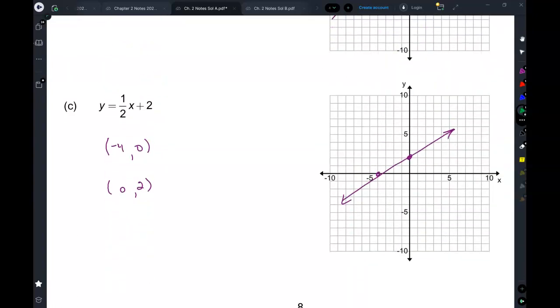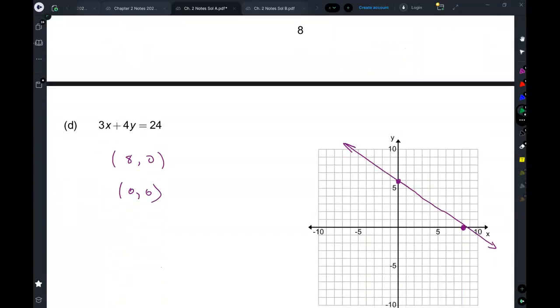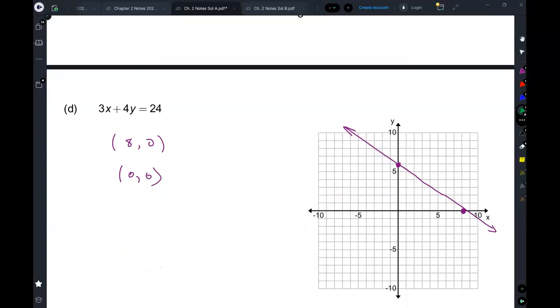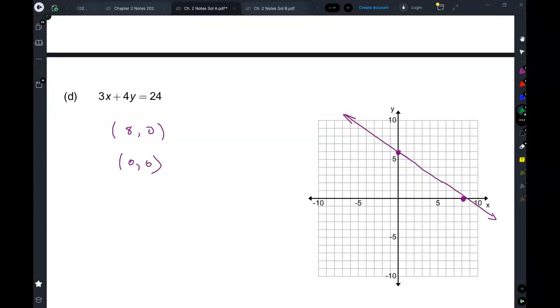What about for C? What did we get for x-intercept? Negative 4 comma 0. What did you guys get for y-intercept? Yeah, 0, comma 2. So negative 4, comma 0, 0, comma 2. Okay. And then the last one. Ella, did you get to do the last one? Mm-hmm. What did you get? For the x I got 8, 0. Uh-huh. And the y got 0. Exactly. 8, comma 0, 0, comma 6.